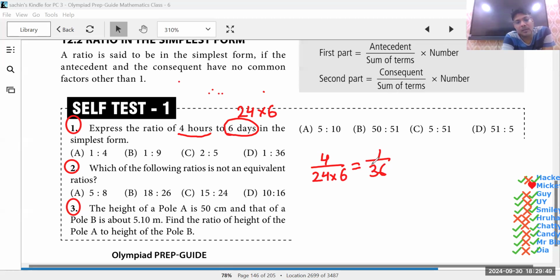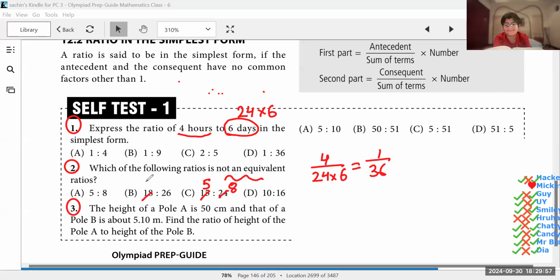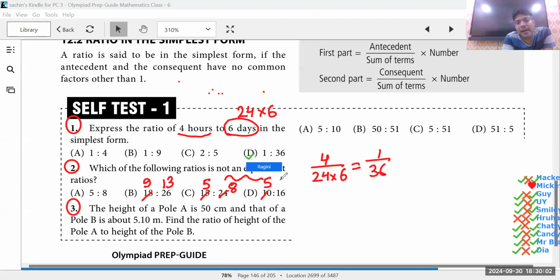Arora ji. Yes. Which of the following is not an equivalent ratio? You simplify them. 5 by 8, then 9 by 13, and this will be 5 by 8 again. Then the next one. Everyone got it correct.